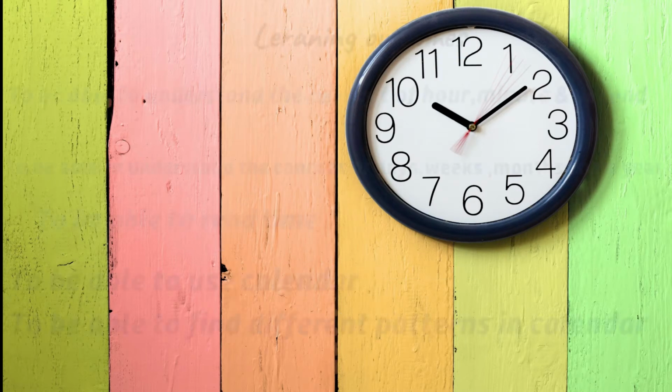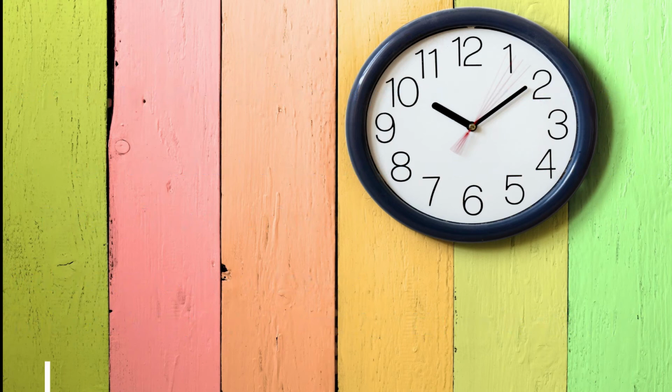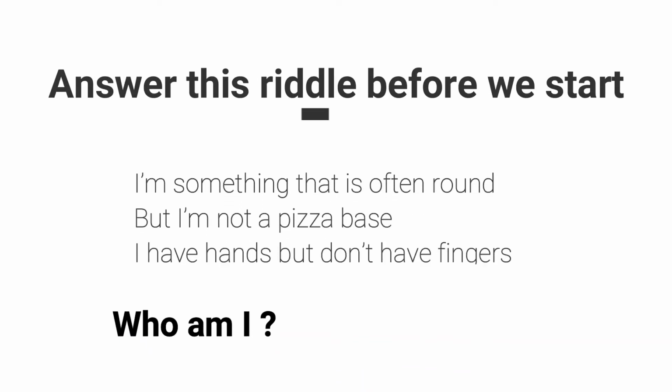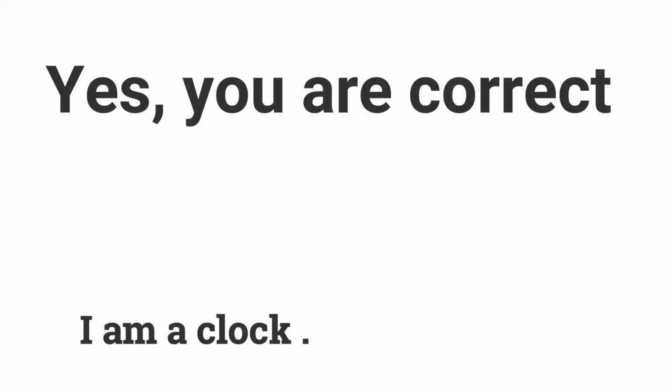Well, before we start the lesson, you have to answer this riddle. Are you ready children? So tell, I am something that is often round, but I am not a pizza base. I have hands but don't have fingers, and have numbers on my face, so guess who am I? You are correct children, I am a clock.